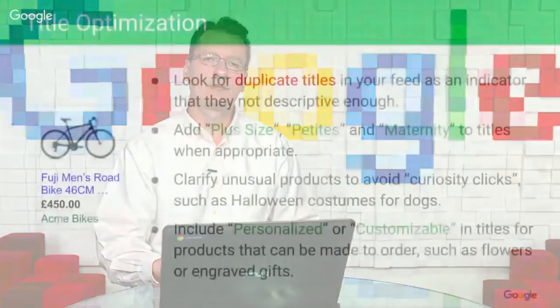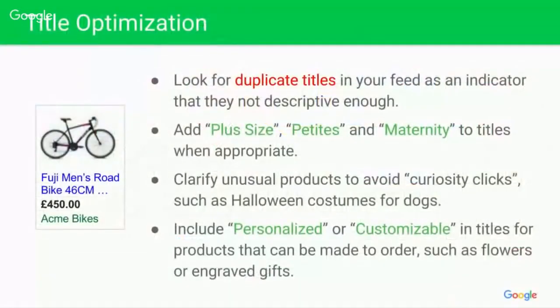Another tip for titles is that if you see that your product titles are duplicate, so if you have 1,000 products that all have the word t-shirt as the only part of the title, then it's a good indication that you should be adding more content to differentiate your own products.